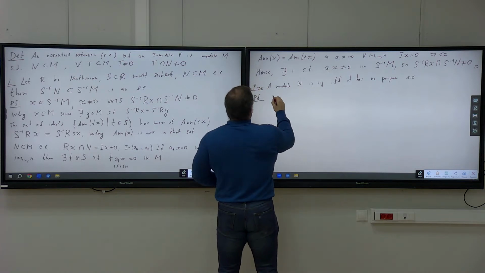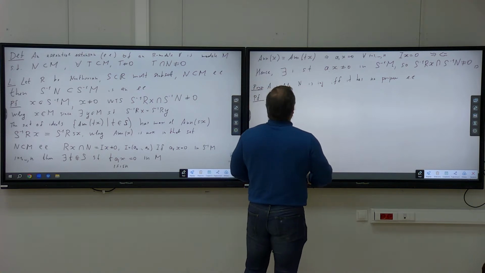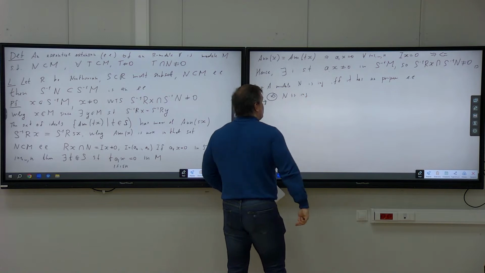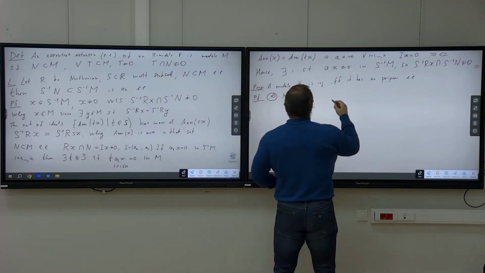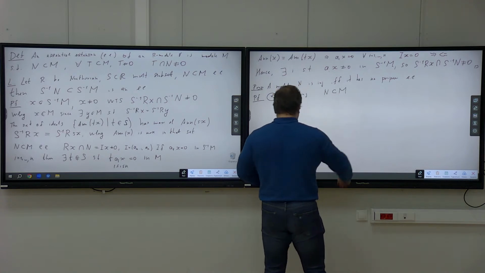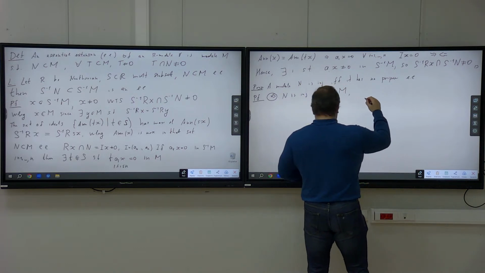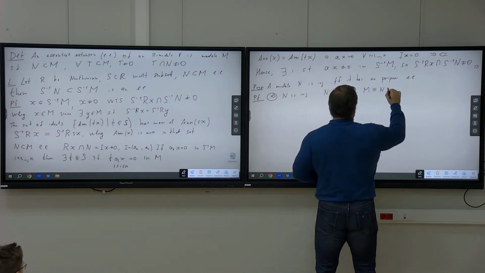Okay, so in one direction, assume that N is injective. I want to show that there are no proper essential extensions of injective modules. So let's take an extension, N inside M. Well, first of all, M is isomorphic to N plus the complement, right?